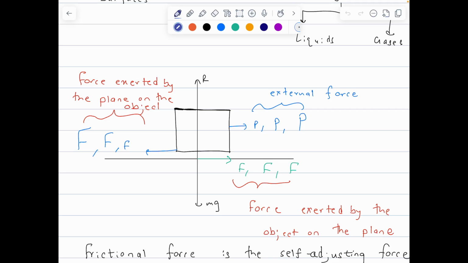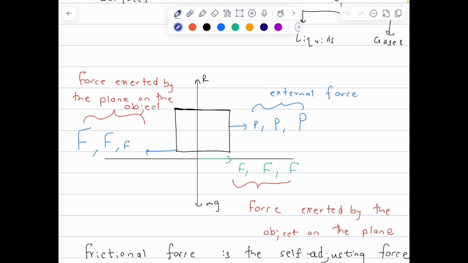Now just think of an occasion where you're trying to move the block forward. When you try to move the block forward, the ground exerts a force on the object backwards. Right? And then the object exerts a force on the ground forward. So this is what we call friction, the backward force exerted from the ground upon you, right? So if you are the object, the backward force that you experience is what? Friction.